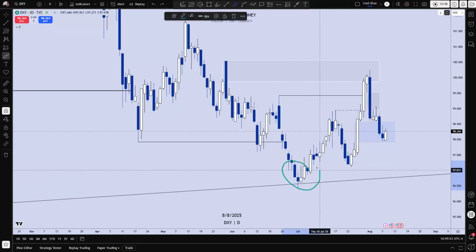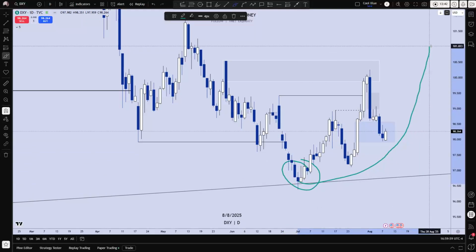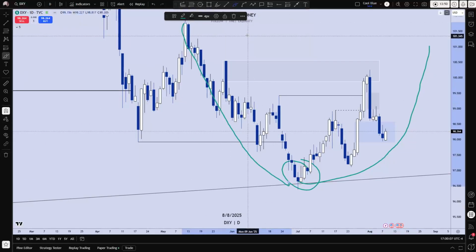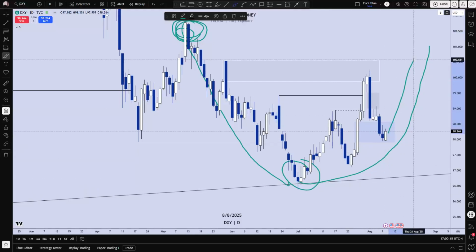This is the start of the market maker buy model on the right side of the curve. This is the market maker sell model, where we should be targeting that high, the originating market maker sell model. That's the way this works.